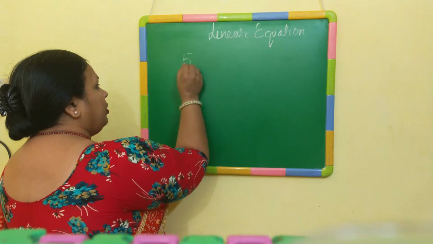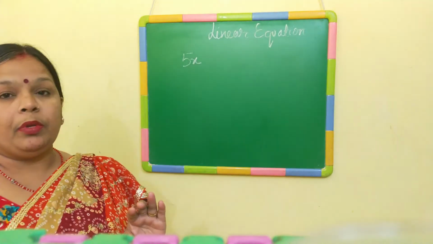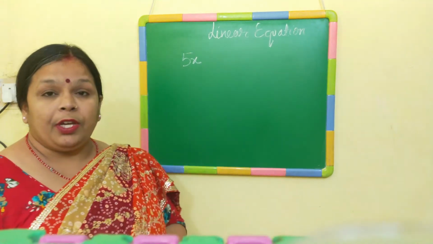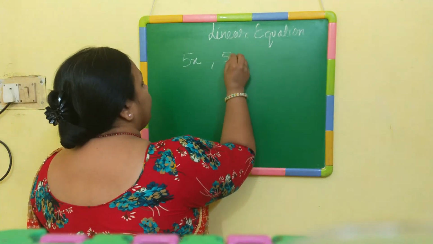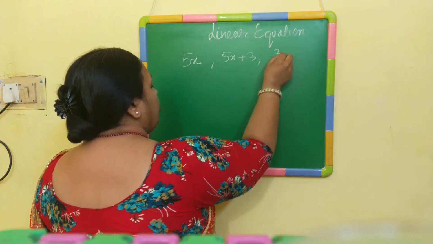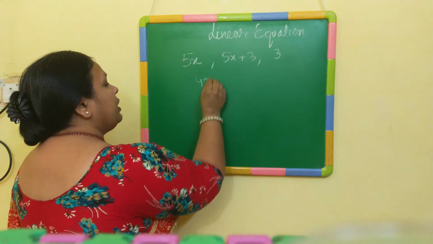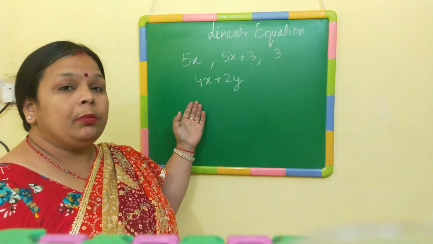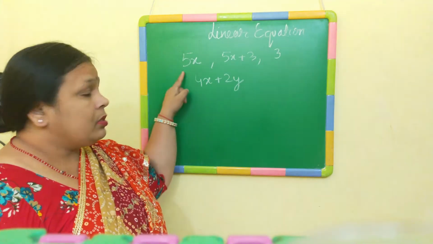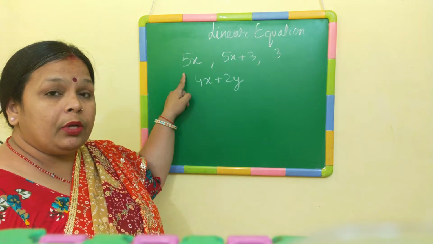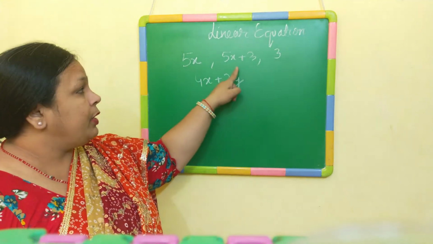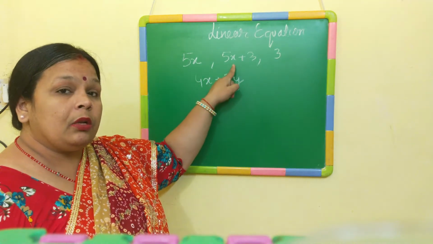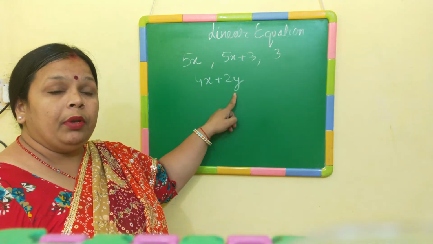See, a numerical mathematical expression where a constant and a variable are included, that is 5x, or 5x plus 3, or simply 3, or you can say 4x plus 2y. We know that these all are algebraic expressions. Clear? Now, when we come to the types of algebraic expressions, this is a monomial, this is a binomial, and this is also a binomial. But the difference between these two is that this has a single variable whereas this has a double variable, like x and y.